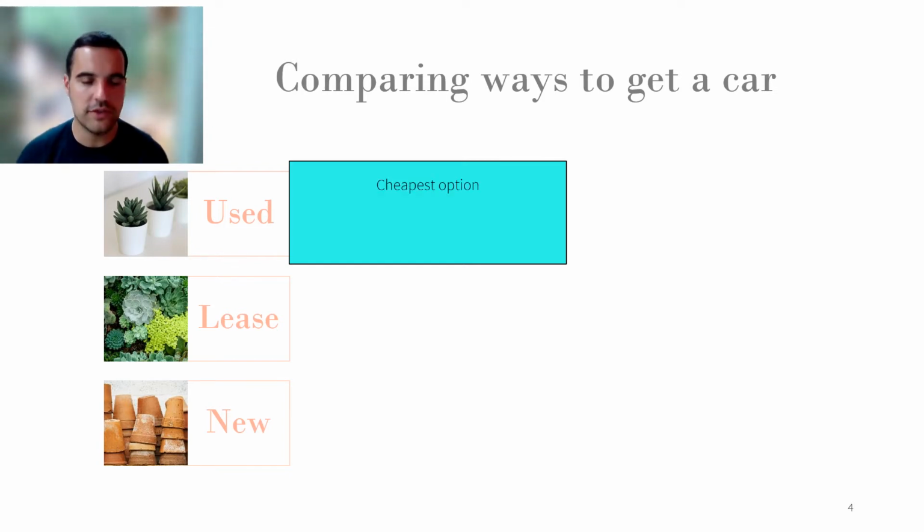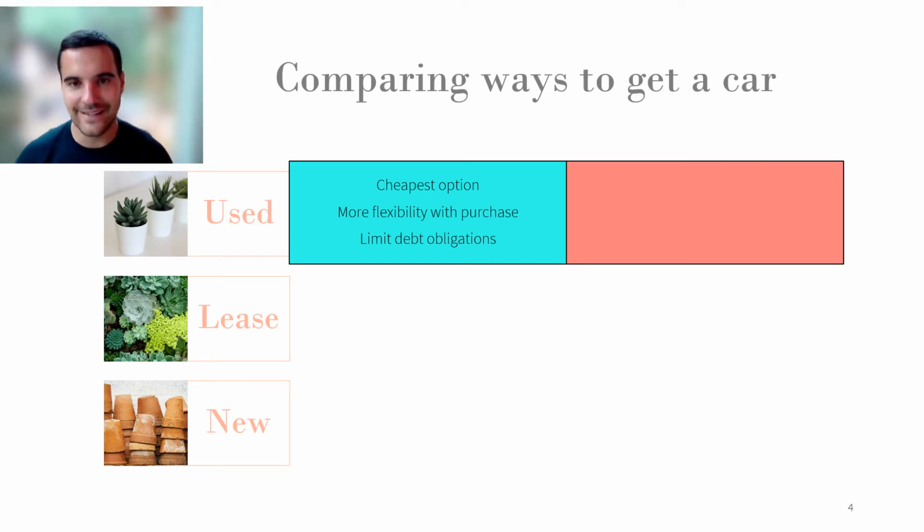It's usually the cheapest option, and you have more flexibility at the purchase because you don't have to deal with a dealership or a salesperson. You are just handling it yourself. You can limit your debt obligations so that you can pay for it in cash, usually. Downsides to this, you are buying someone else's problem.